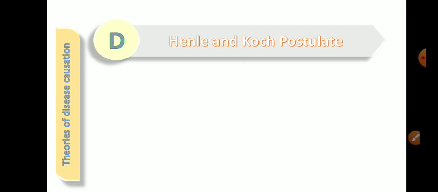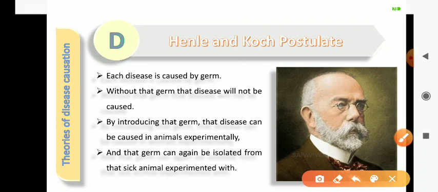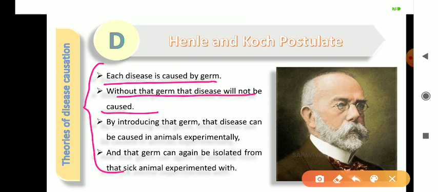The next theory is the Henle and Koch postulates, which we can say is a continuation of the germ theory. Each disease is caused by a germ. You have to be thorough about this point. Without the germ, that disease will not be caused. Every disease is caused by a germ only; disease cannot take place without the germ.